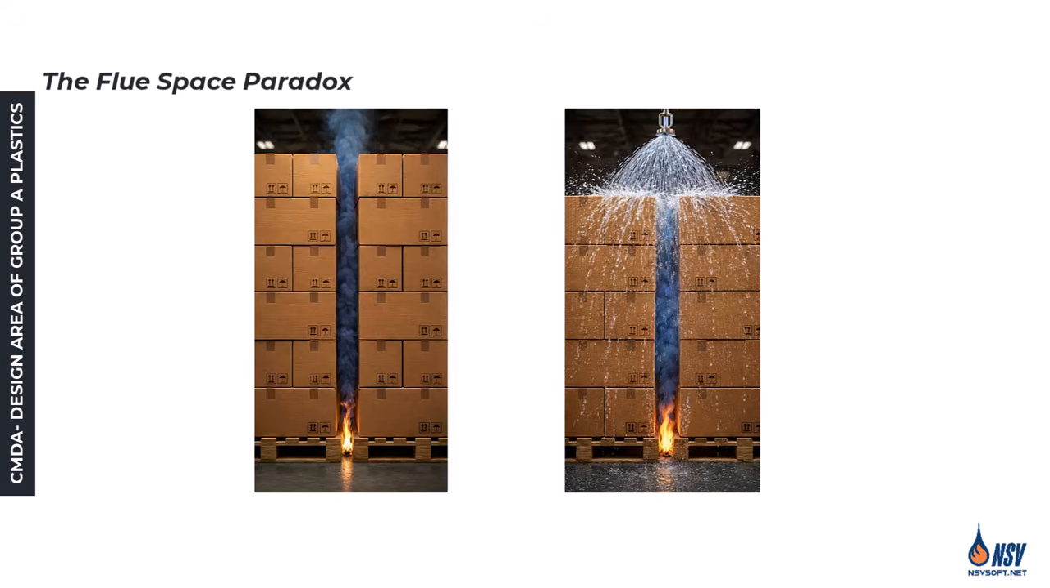However, in palletized and solid piled storage, where installing sprinklers between the loads is not physically practical, the rules rely on flue spaces of less than 6 inches to starve the fire of oxygen and prevent vertical fire growth.